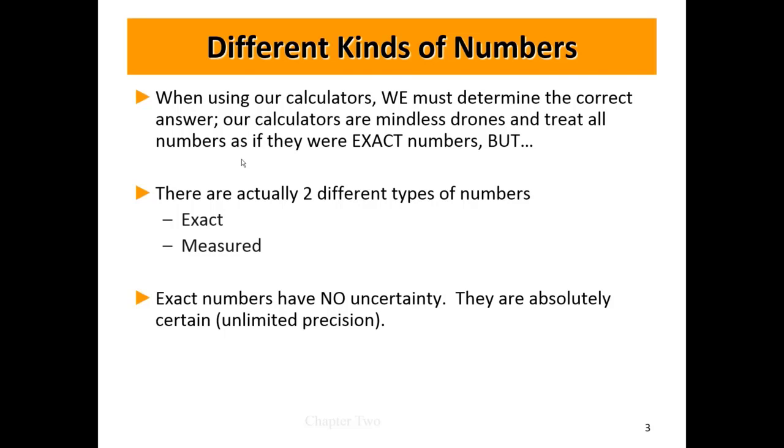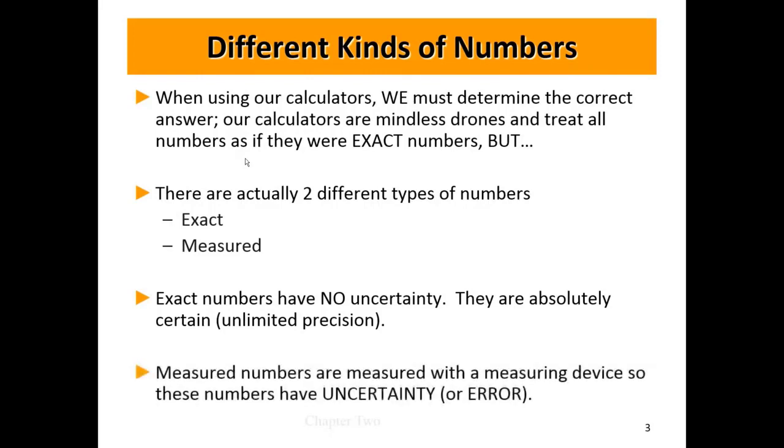As a result, anything that's counted is going to be an exact number, including the number of atoms in a particular molecule of water. There's 2 hydrogen atoms and 1 oxygen atom. Okay, well then the other type of exact number is definition. Or the other type of number is measured numbers. So measured numbers are used with a measuring device, and therefore they have uncertainty. It's limited by the accuracy of the instrument itself.